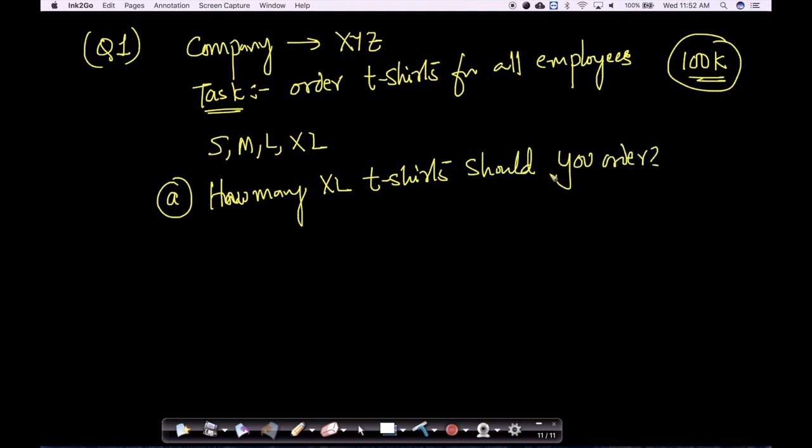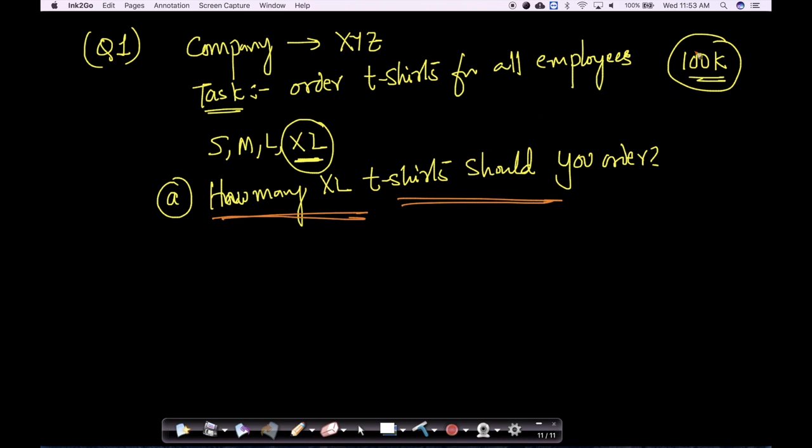Very valid question. Because if you do not order sufficient shirts, you know you have 100,000 employees in your company, you want everybody to get a t-shirt. If you order too few, there will be many people who won't get the appropriate t-shirt and hence they won't use it. If you order too many, again, most of them will go waste, right? So it's a very valid real world problem. How many XL t-shirts should you order? Now, when you want to solve this problem, how do we go about it?